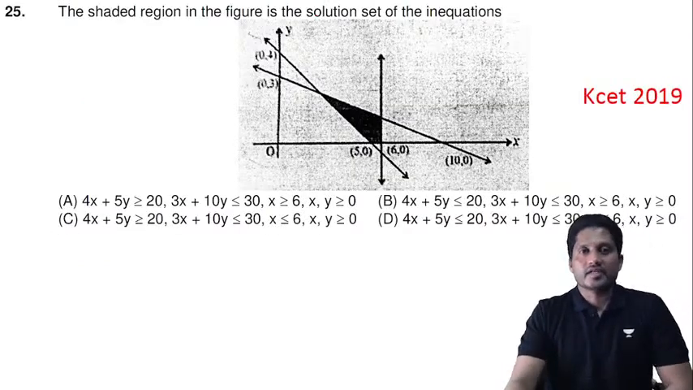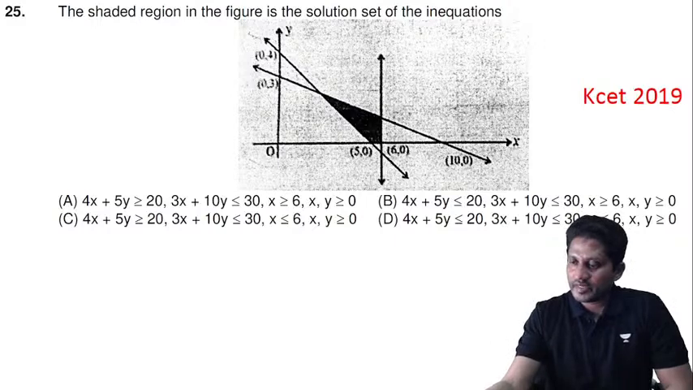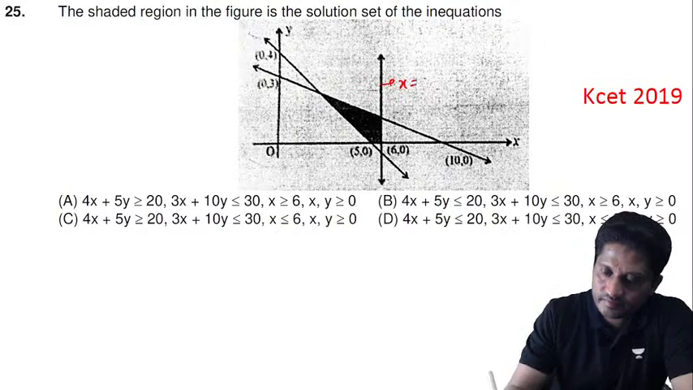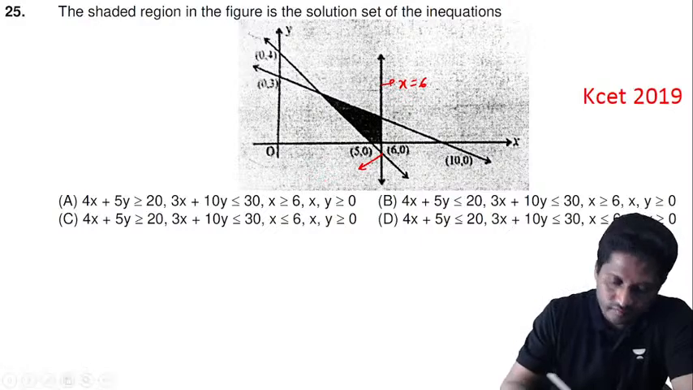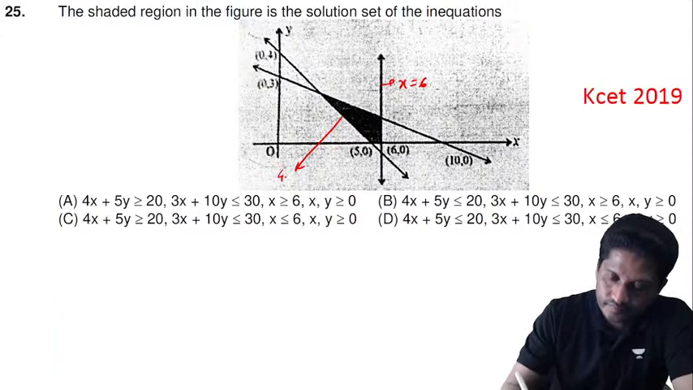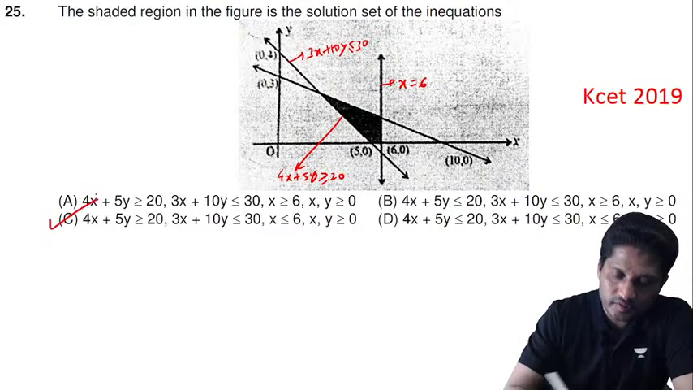The shaded region in the figure is given by... Okay, question number 25. This is x is equal to 6, right? This is x is equal to 6. This line equation, if I use the 2-point form, this line equation is 4x plus 5y greater than or equal to 20. And this line equation is 3x plus 10y less than or equal to 30. Answer is option C only.